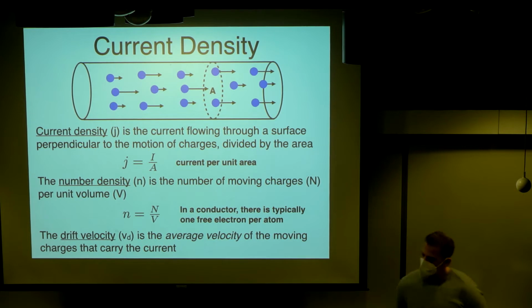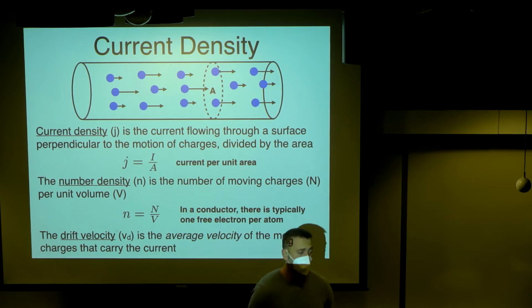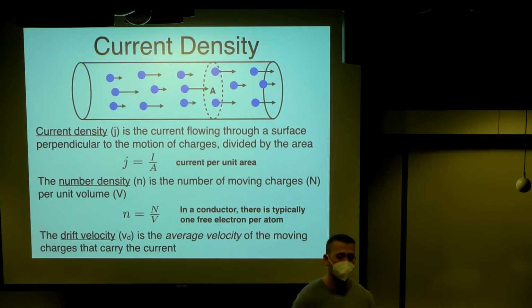Here's how we define that. Lowercase n is for number density. That's going to be capital N, the number of moving charges that are present in your material. And again, we're talking about a conductor, the free electrons, divided by V, which is the volume. So in other words, a large number density means there are a whole lot of moving charges per given volume. With a smaller number density, the charges are pretty sparsely spread out.